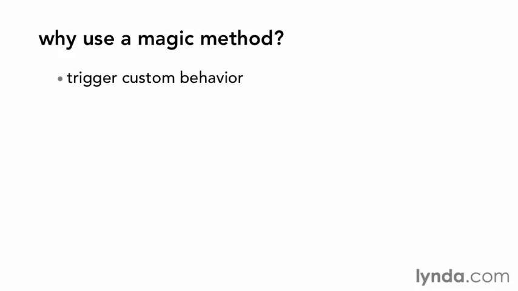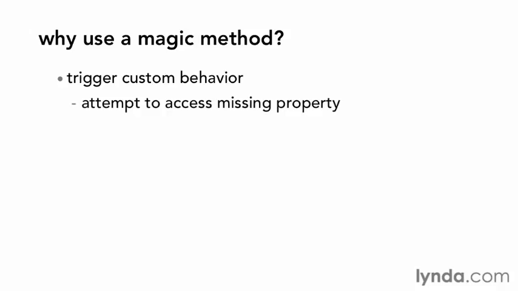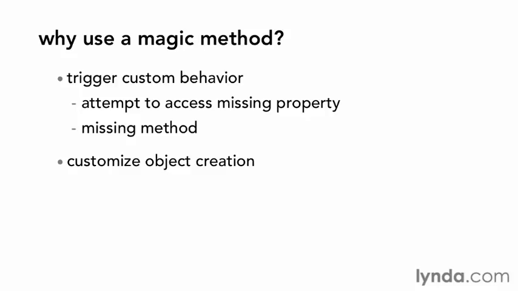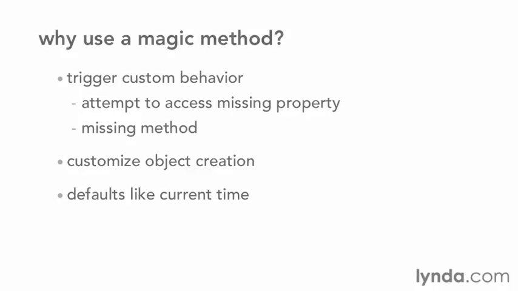You can trigger custom behavior upon specific events, such as attempting to access an unset property or calling a method that doesn't exist. You can also customize the creation of an object and set defaults that aren't available at runtime, such as the logged-in user or the current time. But every rose has its thorns.